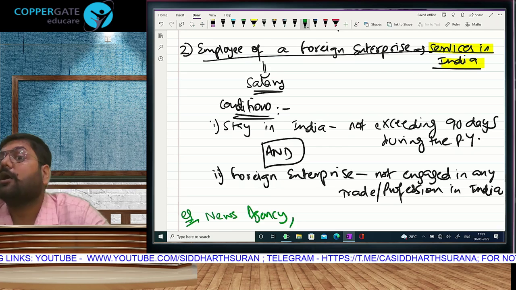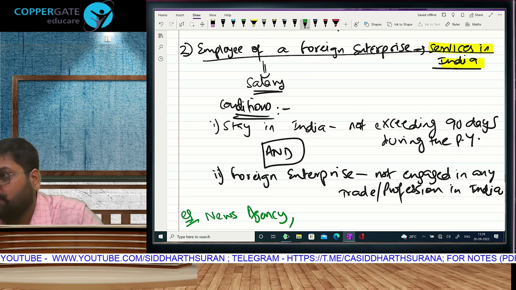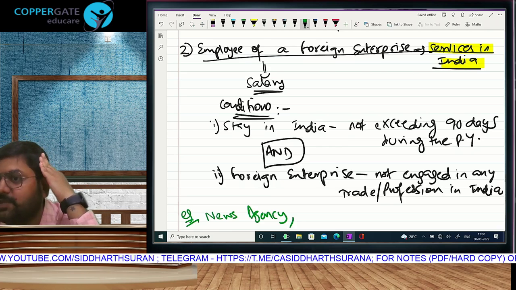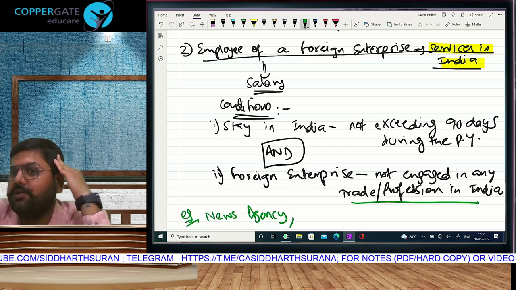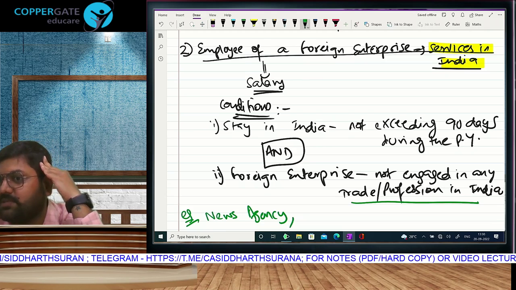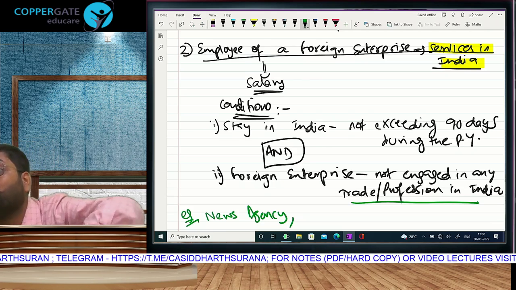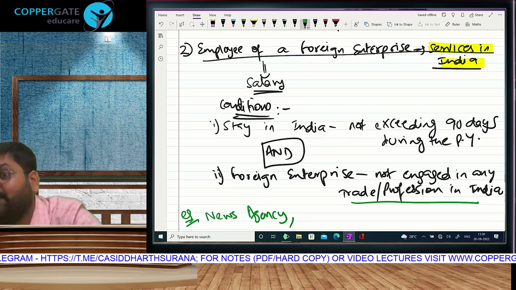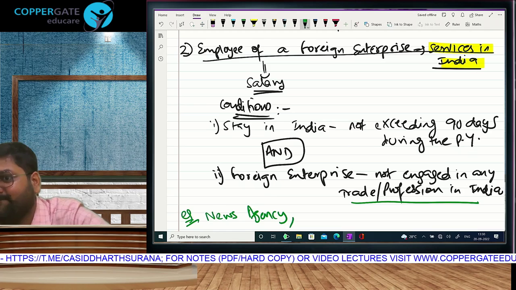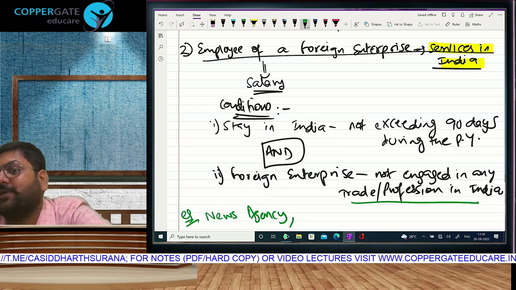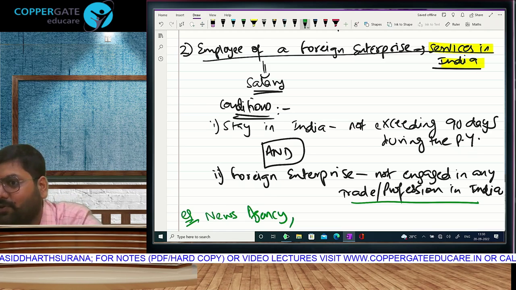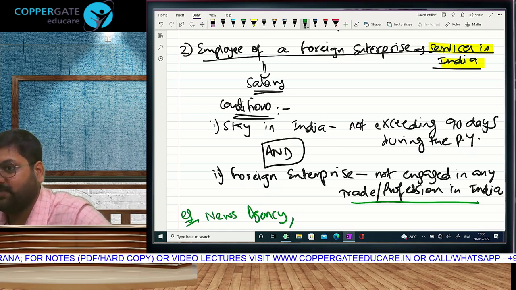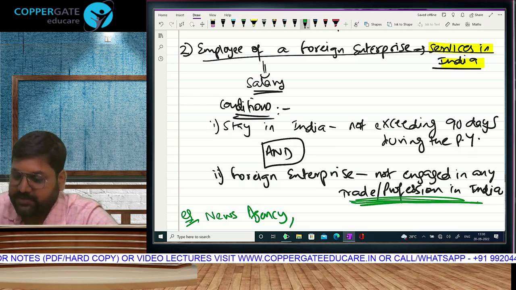Collecting information is not business for the foreign news agency? That precisely proves what I am saying, that therefore the foreign news agency is not doing any trade or business. But where is the employee working? Now we are not talking about the agency, we are talking about the reporter. Where is he working during that period? And for salary, the rule was the place of work. Correct or no? So the news agency has no business in India because it is only collecting information. That means this condition is satisfied.